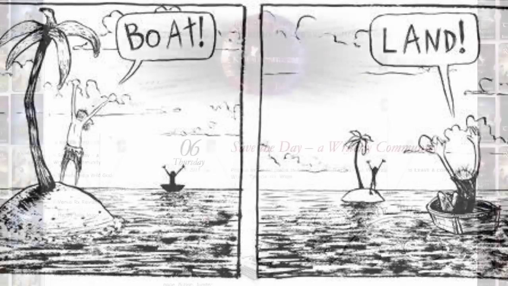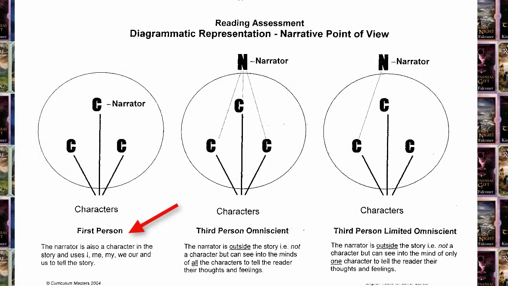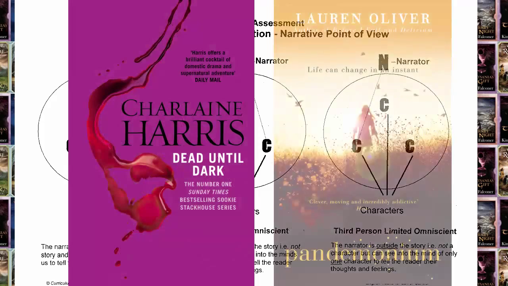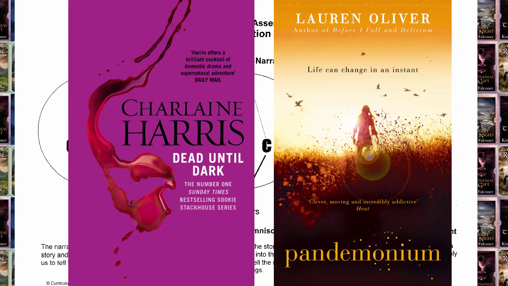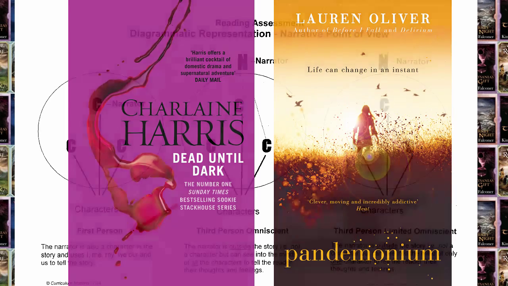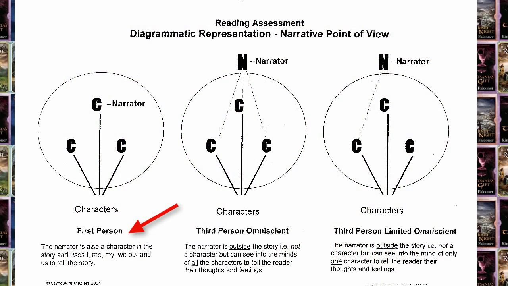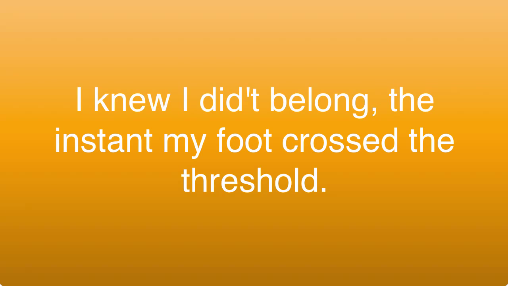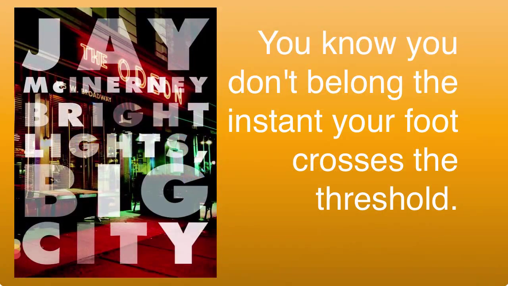Now let's look at what the options are. There's the first person point of view. It's the most intimate. You'll see this perspective particularly in some genres like urban fantasy and young adult. The reason it can be so popular is because everything we see, hear, and experience is coming to us through the person telling the story. So we get identified, we get immersed. A sentence that represents the first person point of view is, "I knew I didn't belong the instant my foot crossed the threshold."